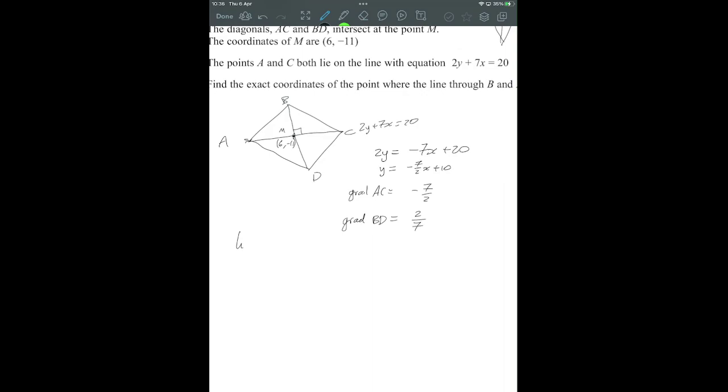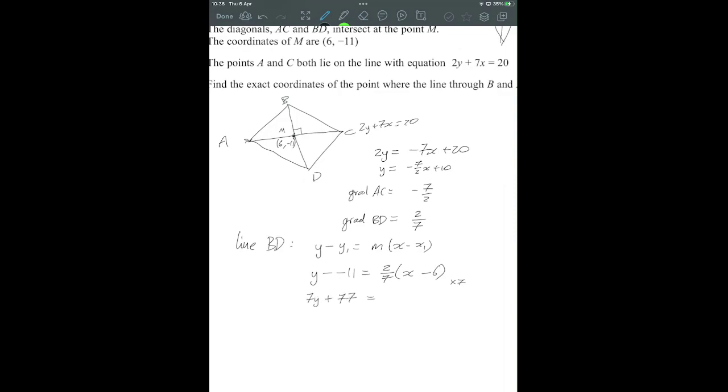So let's go for the line BD. Now you can either use the y equals mx plus c and sub in the point. I prefer to use y minus y1 equals m times x minus x1. Here the x1, y1 is this coordinate M that we have. So that's y minus negative 11 equals 2/7 times x minus 6. Going to multiply through by 7.